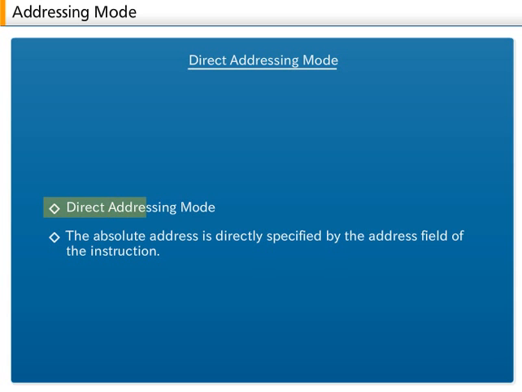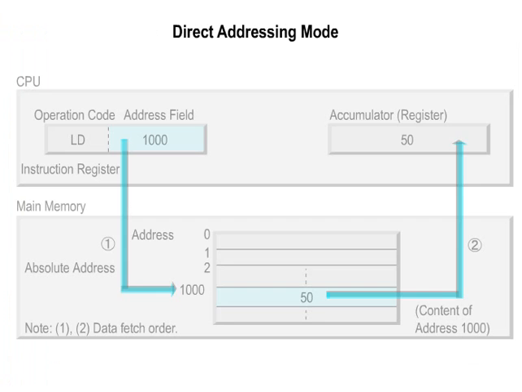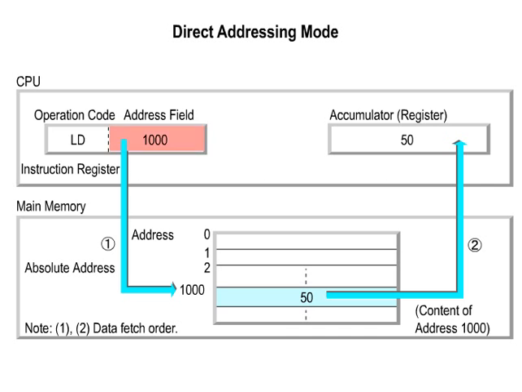(1) Direct addressing mode. The absolute address, which is the target location to be accessed as final destination in main memory, is directly specified by the address field of the instruction. It is the basic addressing mode, and is used with the next index addressing mode. The address field of the index addressing mode is called constant field.